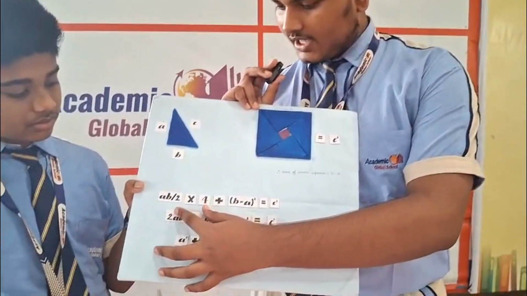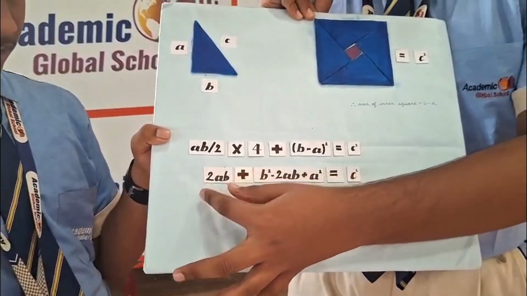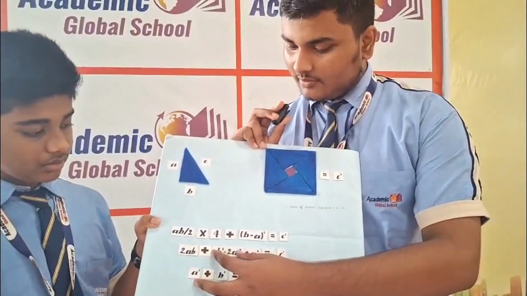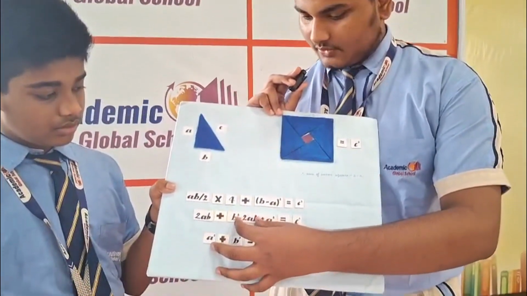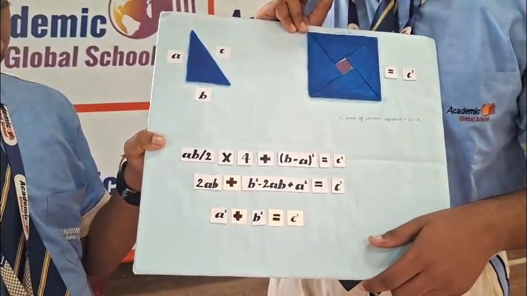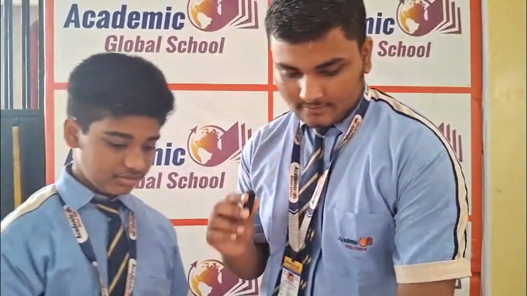Now we come here. So the area of four triangles will be 4 into AB by 2, that will become 2AB, and 4 times the area of the B minus A square will be B square minus 2AB plus A square. So finally we get A square plus B square is equal to C square. Now Atharvish Karma will explain one more proof related to that.